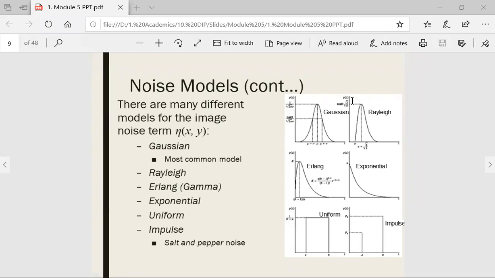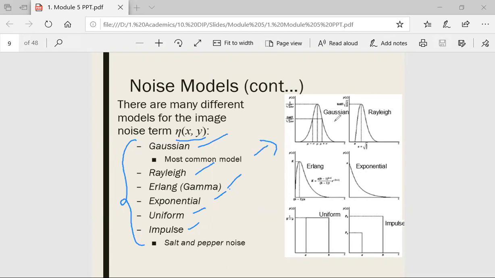We also have different types of noise models. We'll represent the noise with eta of x comma y. The noise models are Gaussian noise, Rayleigh noise, Erlang, exponential, uniform, and impulse noise. All these are the different types of noises we will be adding to the image in order to remove the unwanted noise which is present. This is the graphical representation of the Gaussian, Rayleigh, Erlang, exponential, uniform, and impulse noise.